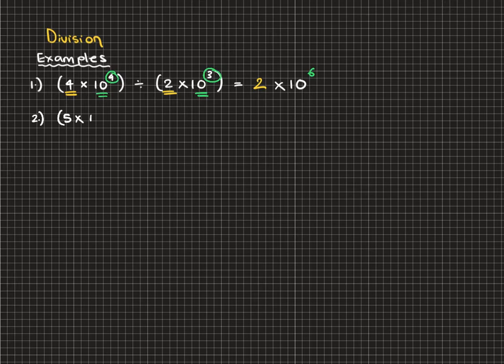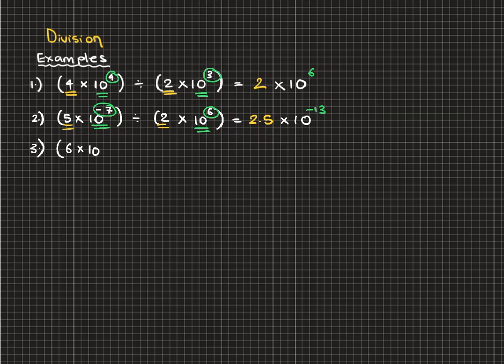So 5 times 10 to the power of negative 7 divided by 2 times 10 to the power of 6. So 5 divided by 2, first of all, is of course 2.5, giving us the first part of our number. Then we want 10 to the negative 7 divided by 10 to the 6, subtract the indices, so you have to work out negative 7, take away 6, which is negative 13. Question 3.